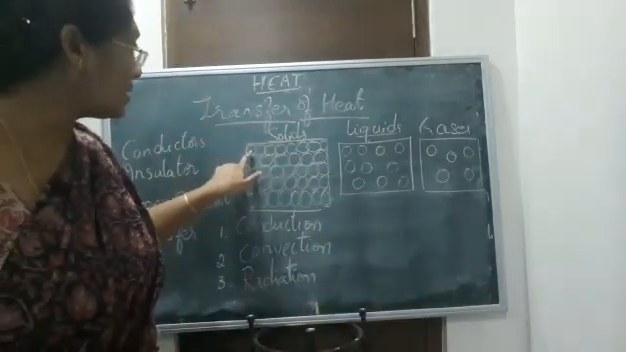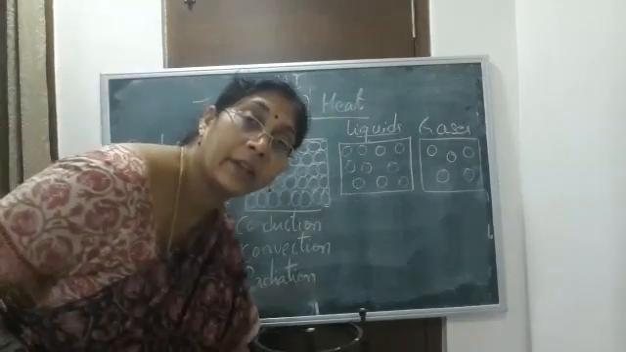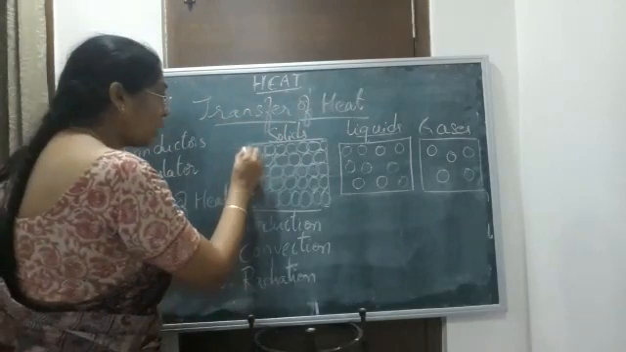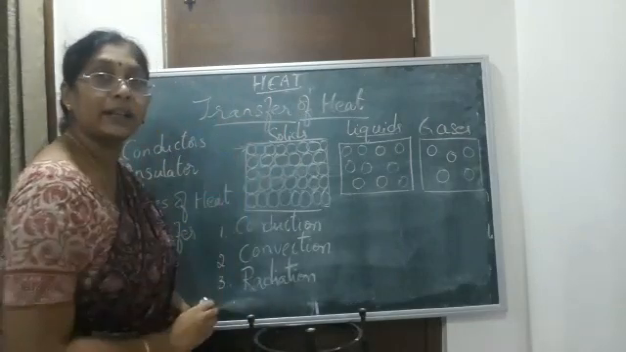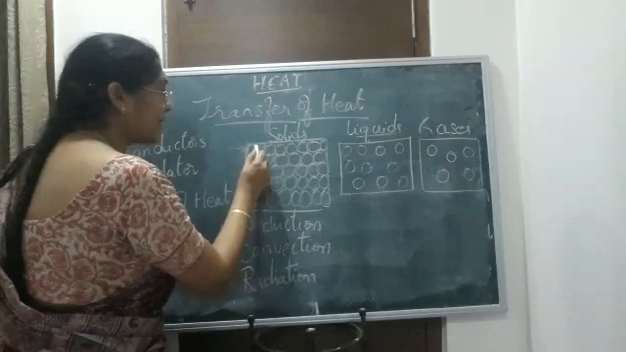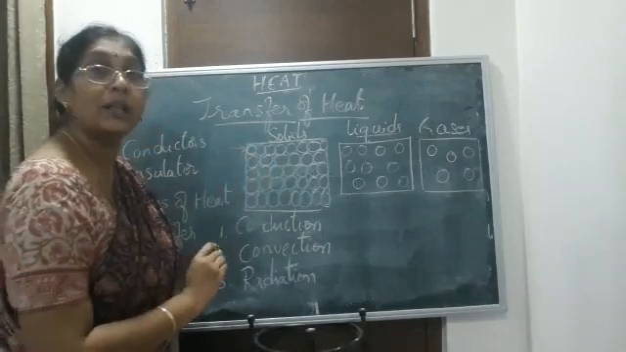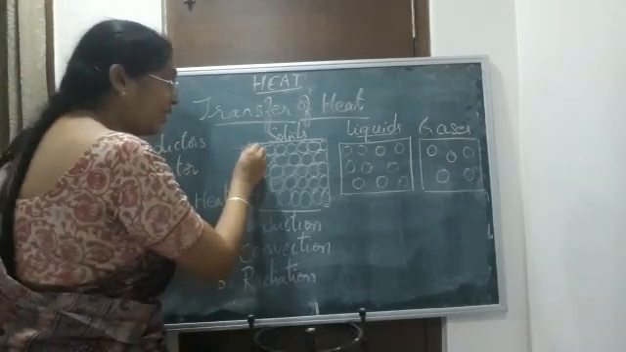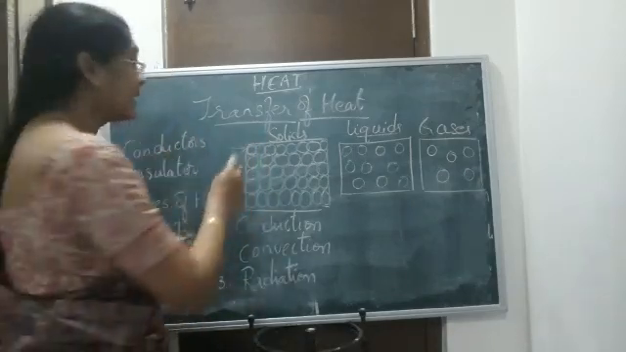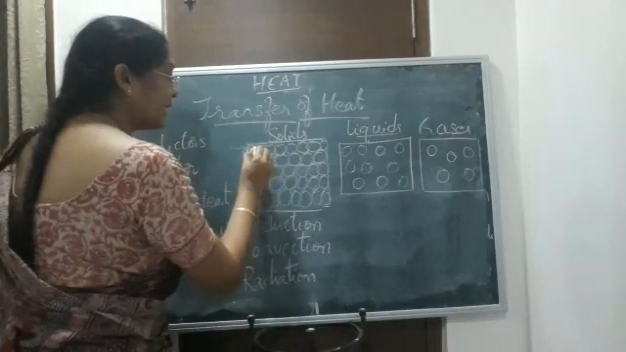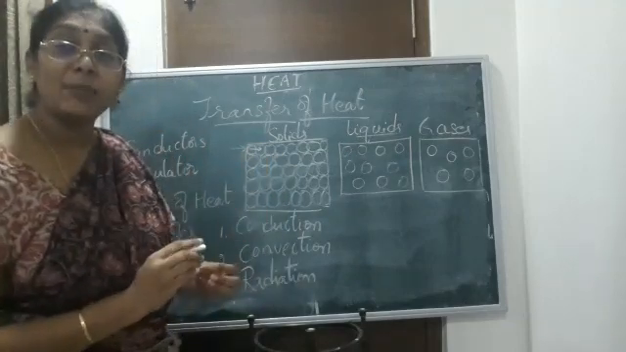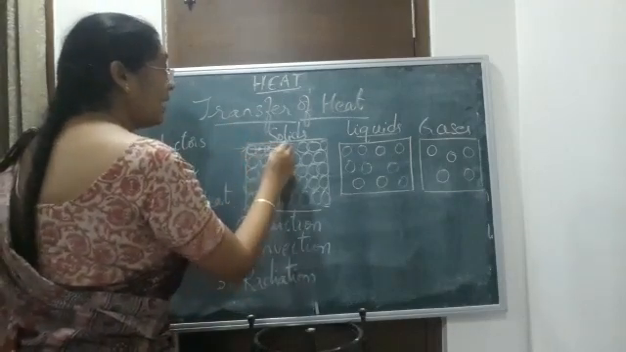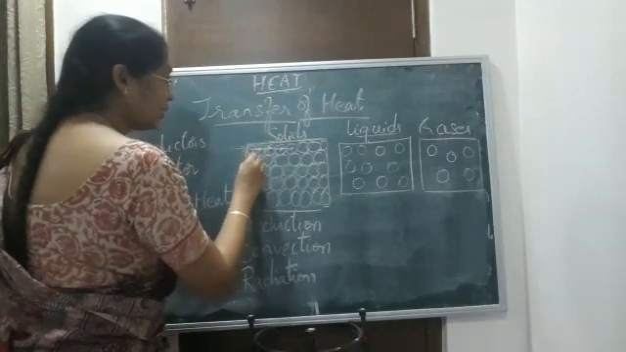In conduction, the molecules are very, very closely packed. So this first molecule that receives heat will not move out of its place because there is not much space for it to move. It will only vibrate in its place and then pass on. Receiving heat, it starts vibrating in its place and then passes that heat to the next molecule. The next molecule in turn receives the heat and passes it to the next molecule.